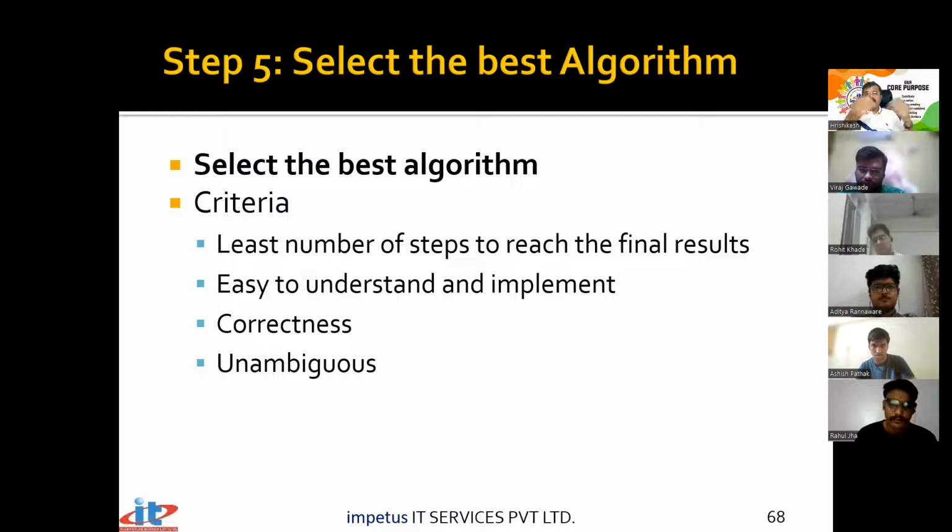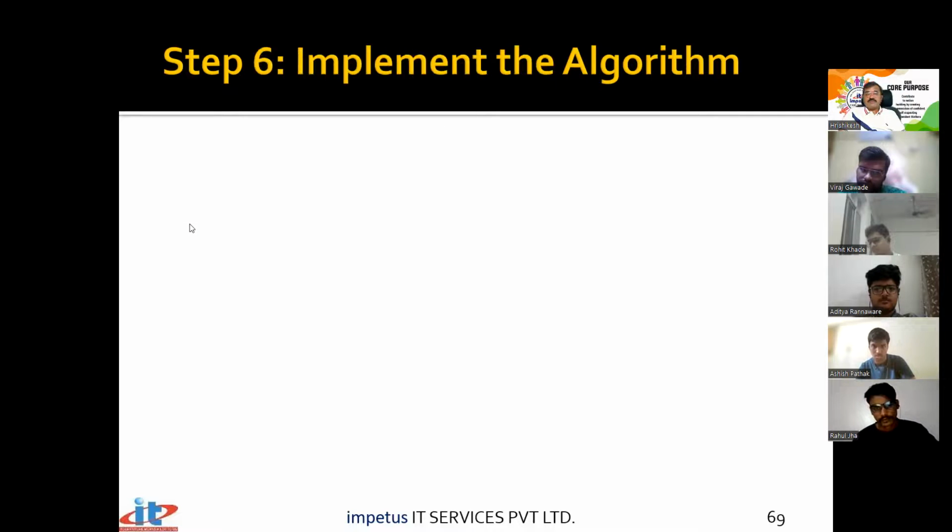So there are some simple criteria that we have listed over here. There can be a few more criteria, but these are the first criteria that should come to your mind: whether it is short, easy to understand and implement, whether it is correct or not, whether it is unambiguous, not confusing. These are the things that you should keep in mind while you're selecting the best algorithm.